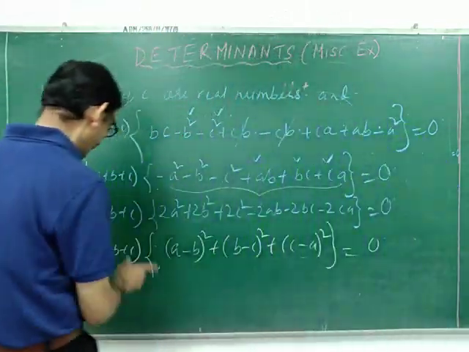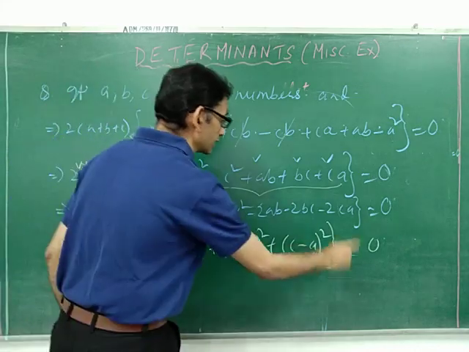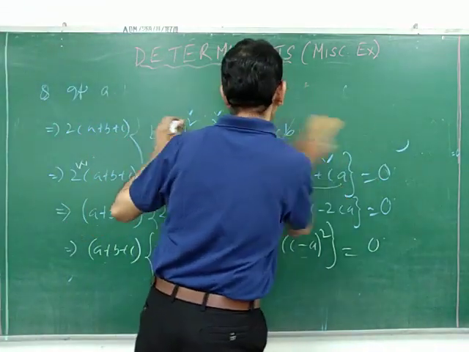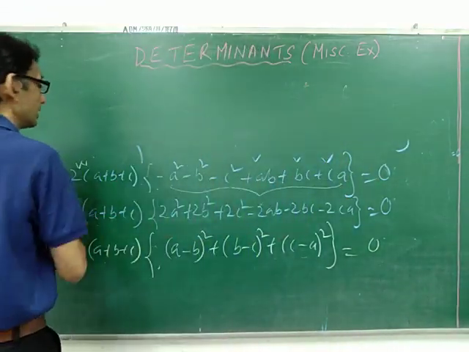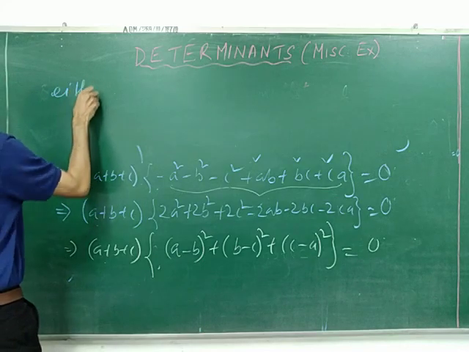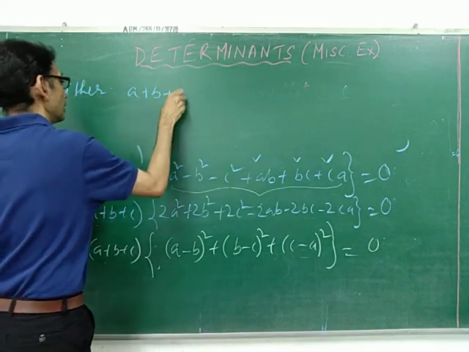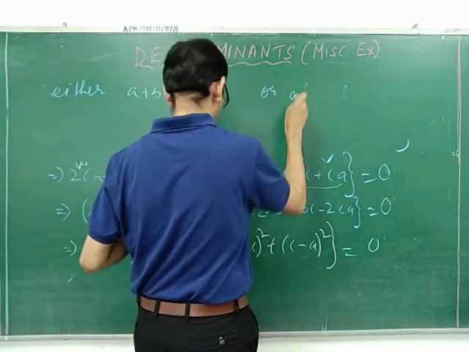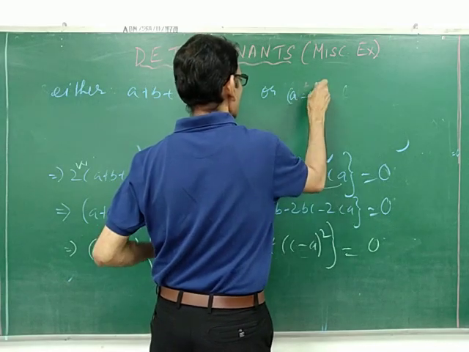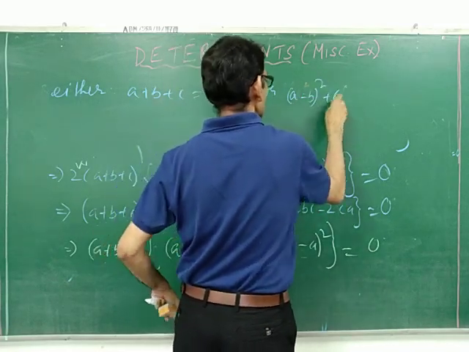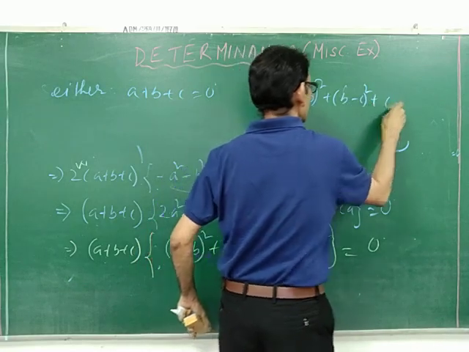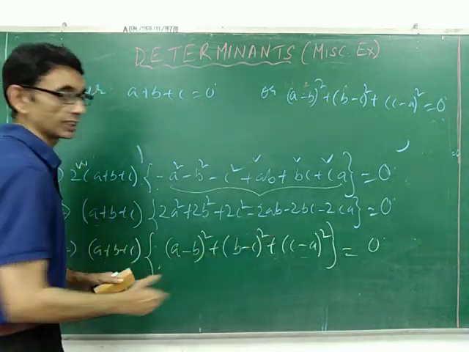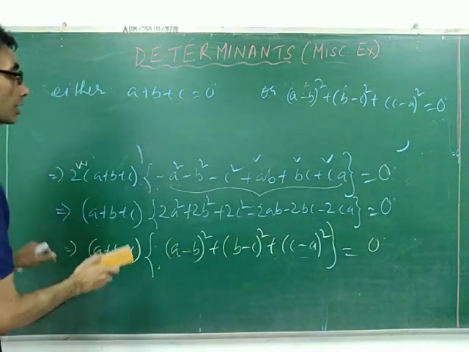Okay. Now, see, this is the product of two terms. The product of two terms is equal to 0. So you can come to the conclusion: either or. Okay. So we can write finally either a plus b plus c equal to 0, or a minus b whole square plus b minus c whole square plus c minus a whole square equal to 0. You can write it because the product of two terms is 0. Either this term is 0 or this term is equal to 0.